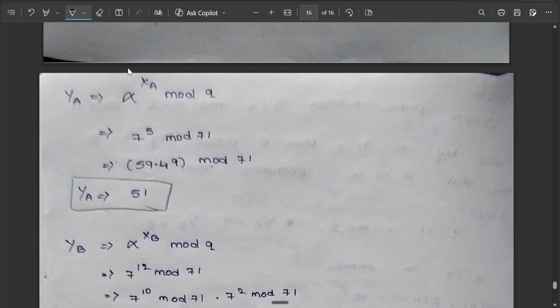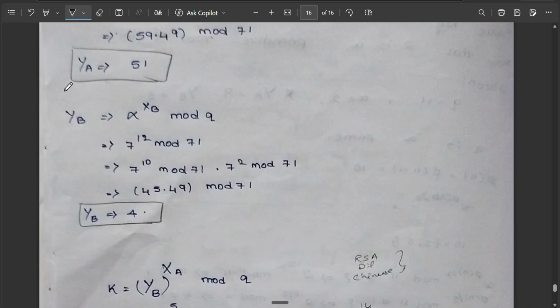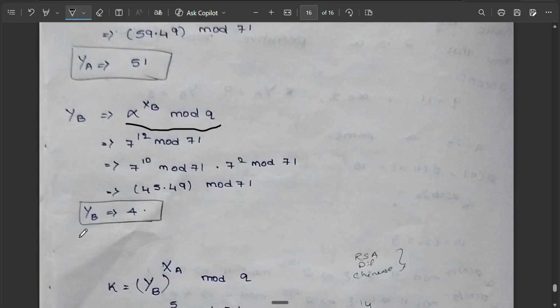So now we are going to find the public key of A, which is equal to, the formula is alpha power xa mod q. So what is the value of alpha given in the question? It's 7. What is the value of private key for A? It's 5, mod 71. We have to determine this value and it will be 51. Similarly, you have to find the public key for user B also. The formula will be alpha power xb mod q. Once you find out this value, we will be getting the public key of user B as well.